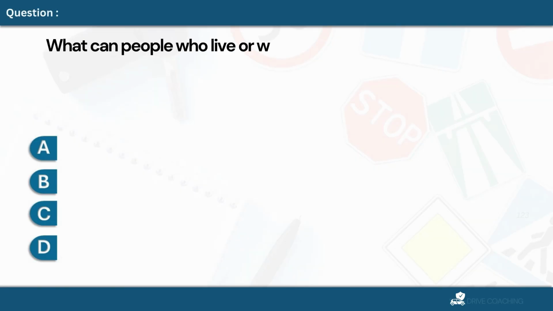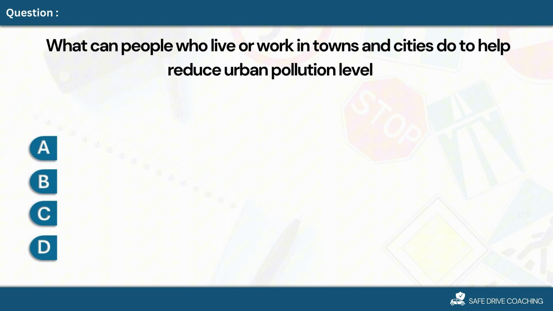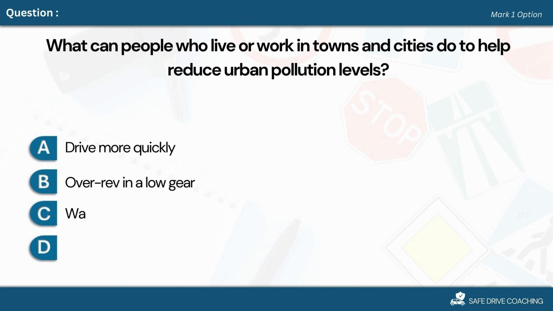What can people who live or work in towns and cities do to help reduce urban pollution levels? A. Drive more quickly. B. Over-rev in a low gear. C. Walk or cycle. D. Drive short journeys. The correct answer is C. Walk or cycle.